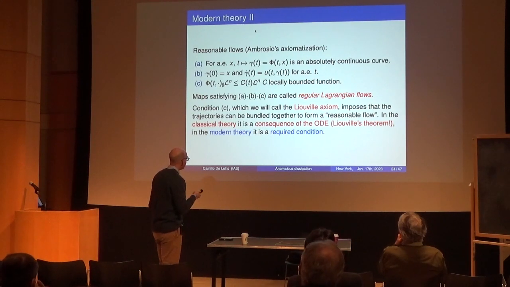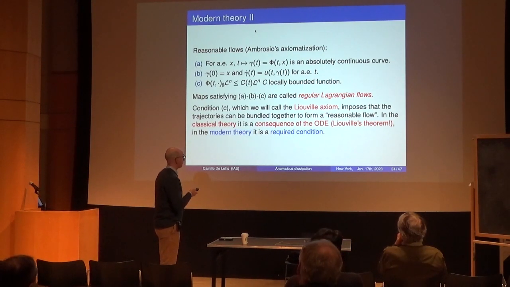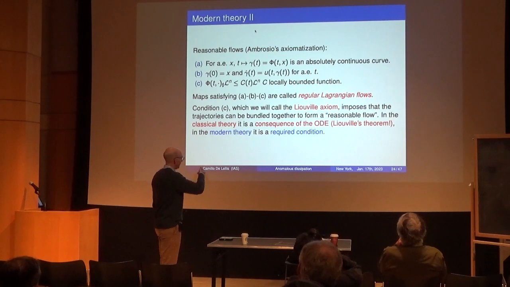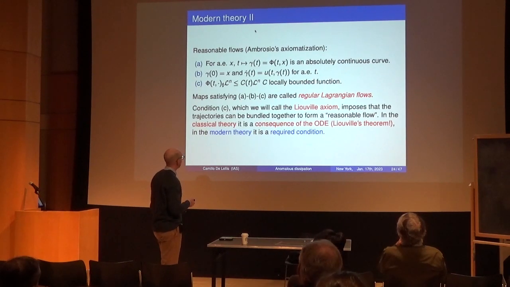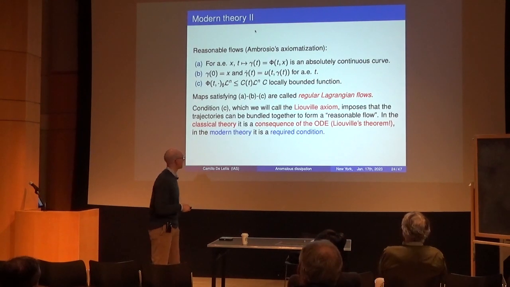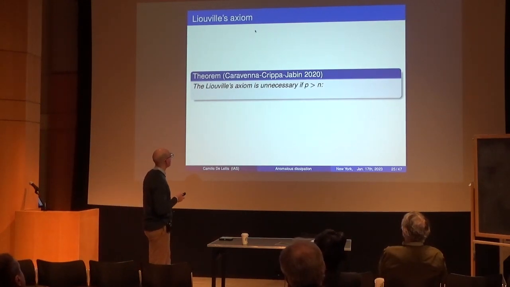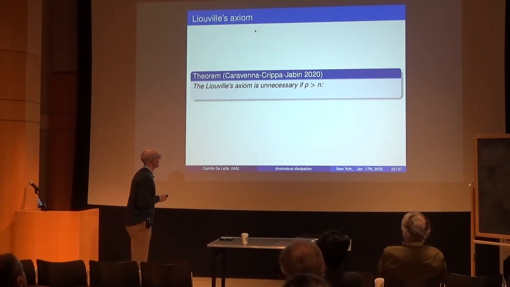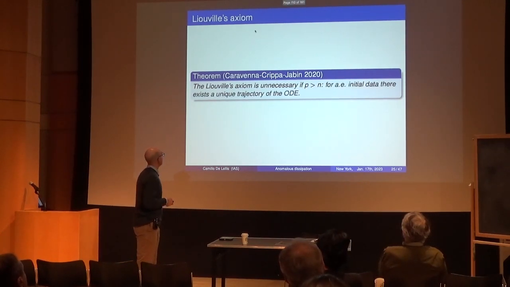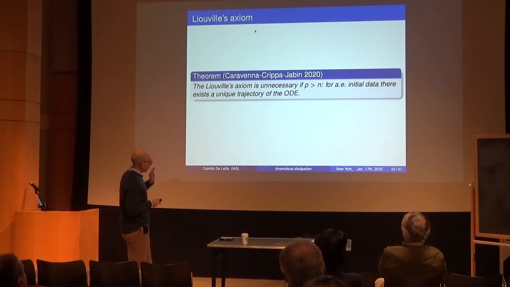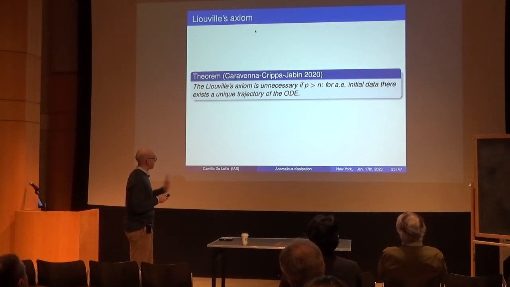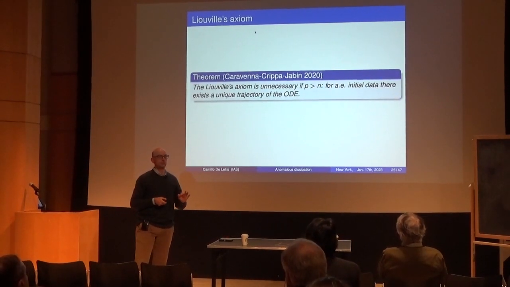And there was a lingering question about this theory. Is this condition C really needed, or is it just an artifact of the theory that we're imposing it? As a side remark, it was only settled very recently. There's a result by Caravenna, Crippa, and Champagnat in 2020: if the summability p is bigger than the dimension of the space, then for almost every initial datum there is a unique trajectory of the ODE, a unique absolutely continuous solution.